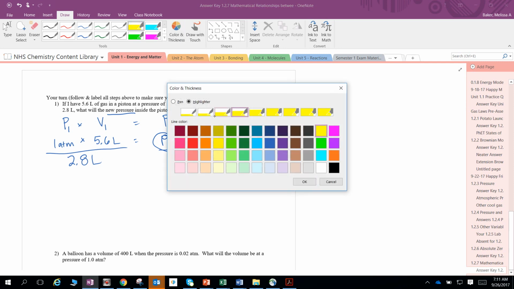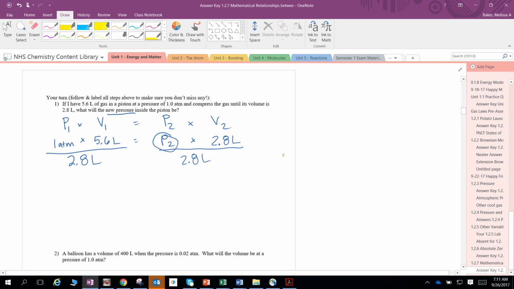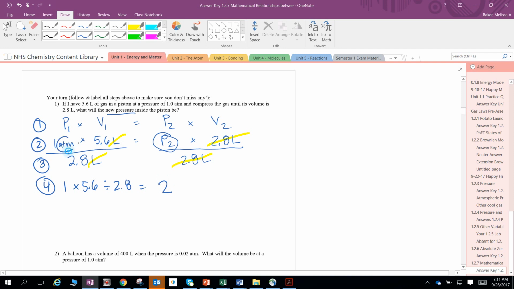Now, what's canceling out here is handy to point out because we've got the 2.8, 2.8, and then liters and liters. So in my calculator, I'm going to go ahead and type in, this is step 1, step 2, step 3. In my calculator, 1 times 5.6 divided by 2.8. That comes out to be 2, and the only units left are atm. So I'm going to box my answer for number 5.